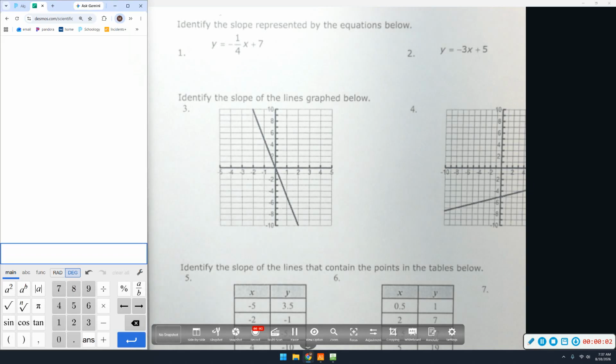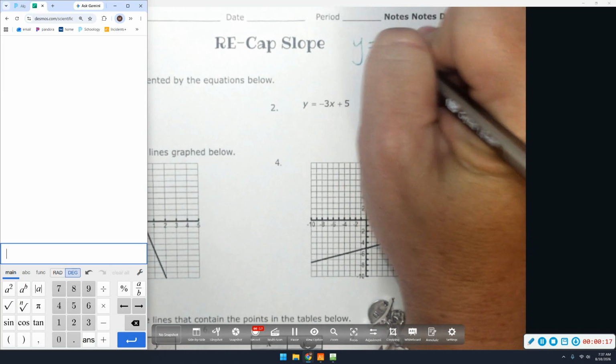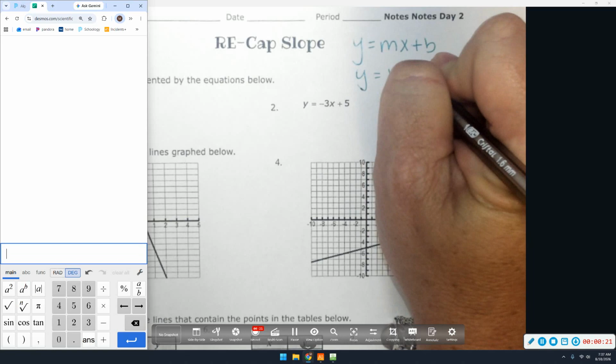Okay. So we're just recapping yesterday. The first two are super simple. We're looking for slope. What is slope always touching? The x. Because we know y equals mx plus b or y equals b plus mx.